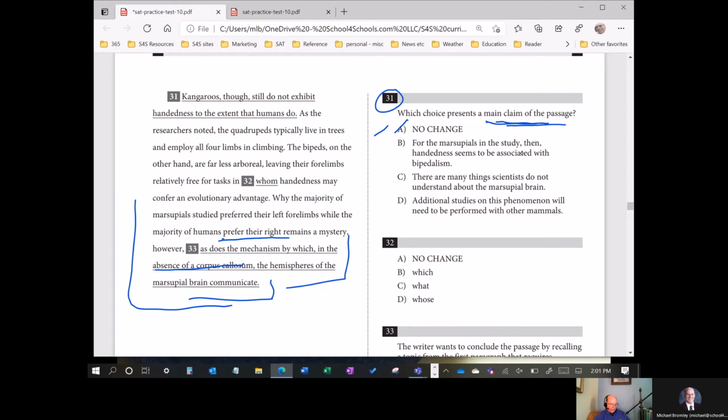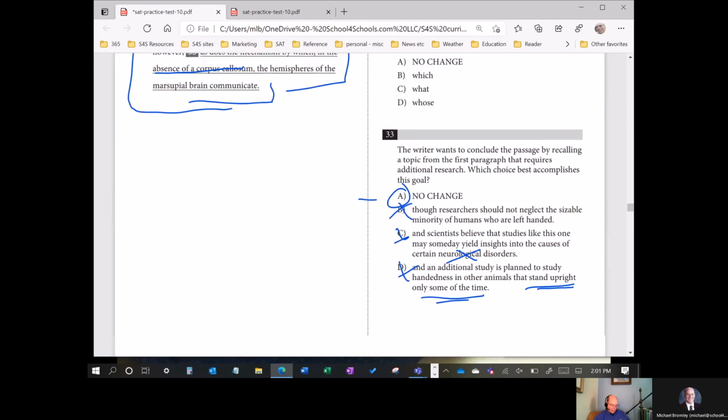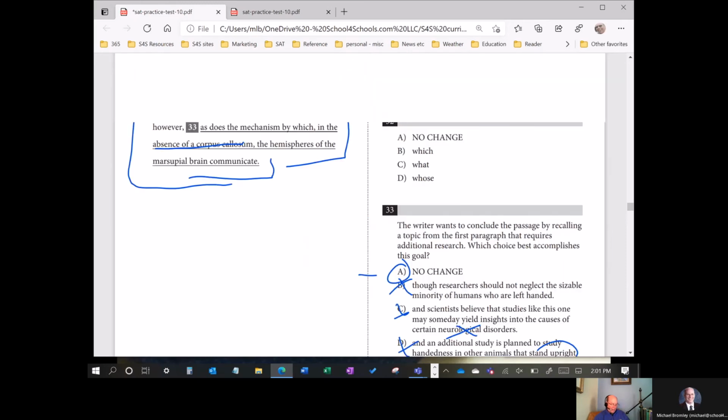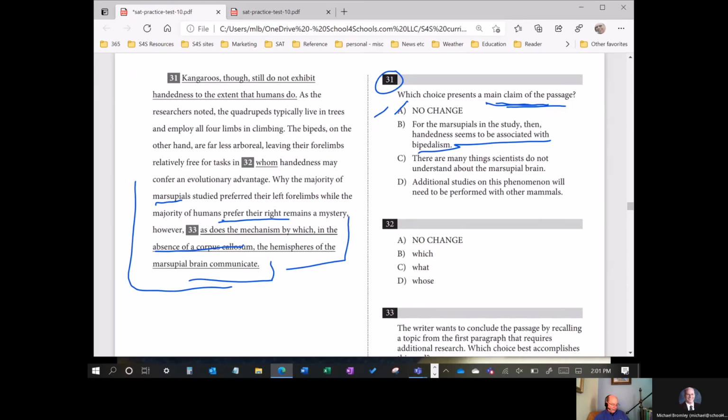For marsupials in the study of them, handedness seems to be associated with bipedalism. Well, there's something about the comparison between humans and marsupials, and I guess they talked about it down here, talking about animals that stand upright only some of the time. So this tells us the study is about animals that usually stand upright. That would be bipedalism. If I read the passage, I would probably pick that up. So I can't eliminate that here, because it might be that humans and marsupials are the same, they're bipedal, yet they have a difference that they're studying here, left-right preference of the brain.